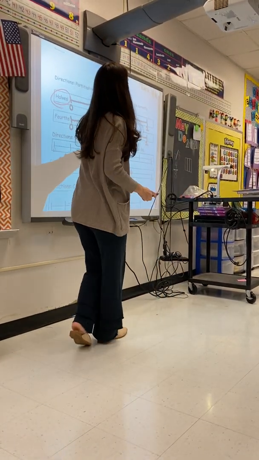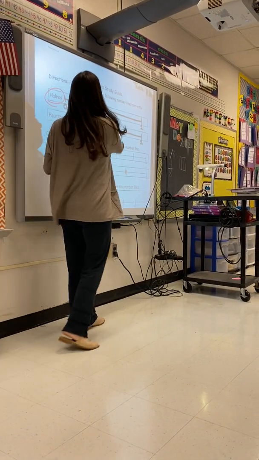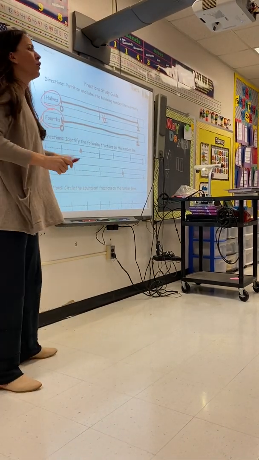All right. If I were to label it, what fraction would go right there? 1/2. Okay, you don't have to say anything. You have an A brain. Let's look at the next one.